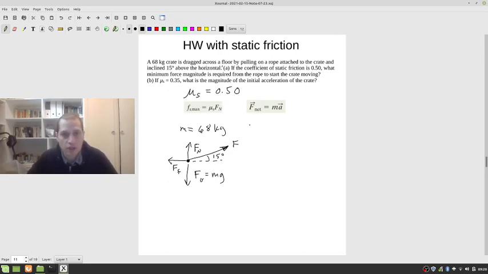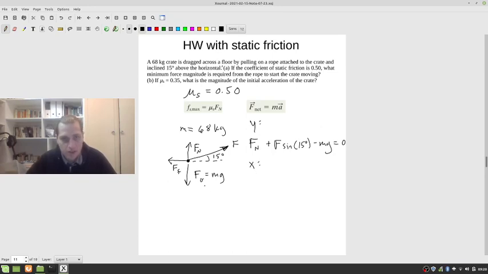Okay, so what we're going to do is set up the F equals ma in the y direction, F equals ma in the x direction, and then solve for F. So in our y direction, our F equals ma looks like Fn pulling up plus F sine of 15 minus mg equals 0. So that's F equals ma. I'm adding up all the forces. I'm not accelerating in the y direction.